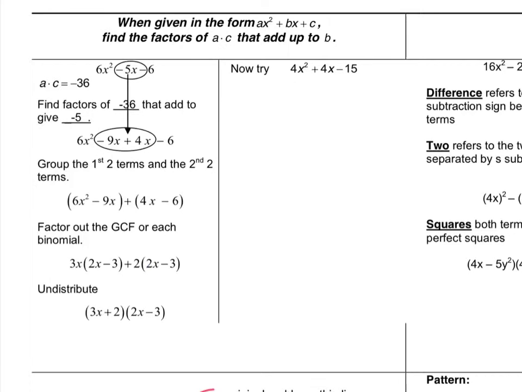Now FOIL to check. Now 2x times 2x is 4x squared. 2x times 5 is 10x. Now let's look at the second one. You can see that the negative 3 is in common. So negative 6x divided by negative 3 is a 2x.